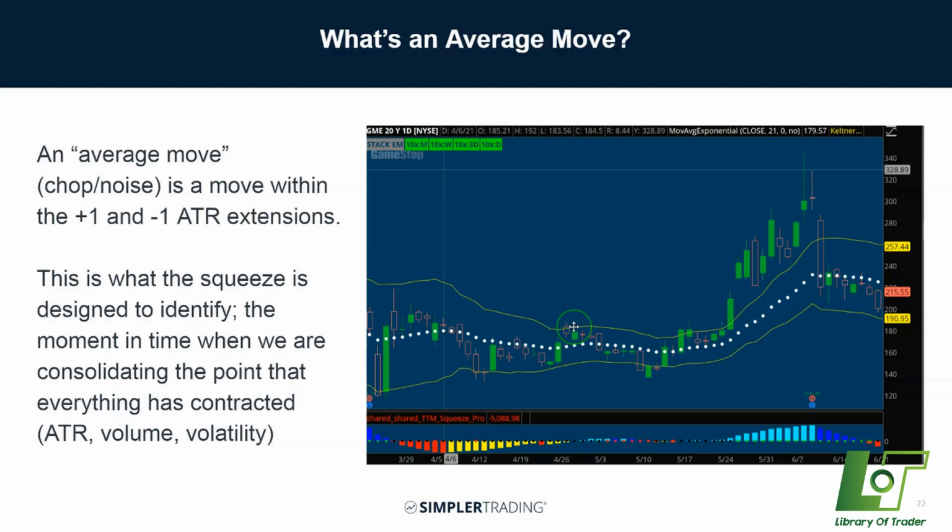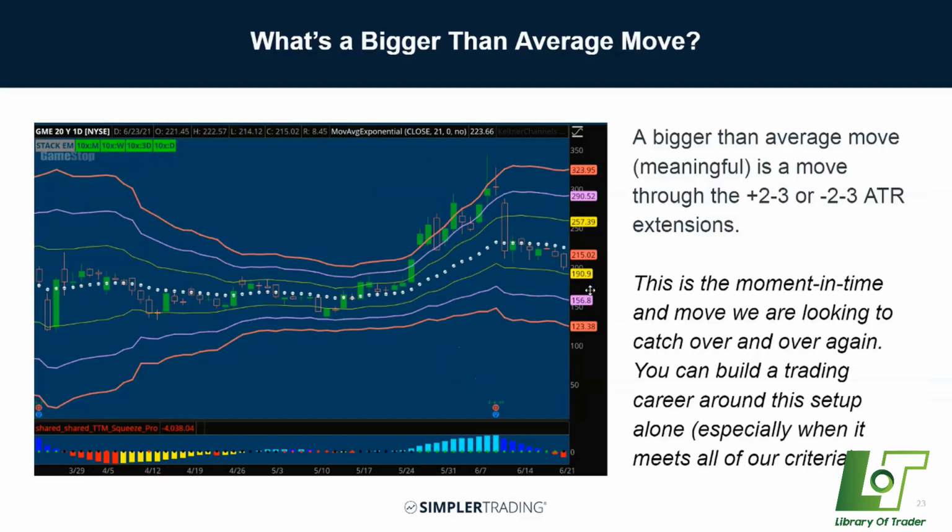1 ATR above the 21, back down to it. 1 ATR under the 21, back up to it. That's the average right there. Looks pretty choppy. Now, what's a bigger than average move? A bigger than average move, or what I like to call a meaningful move, is a move 2 to 3 average true range moves above or below the 21 EMA. And this is the importance of the Keltner channels.